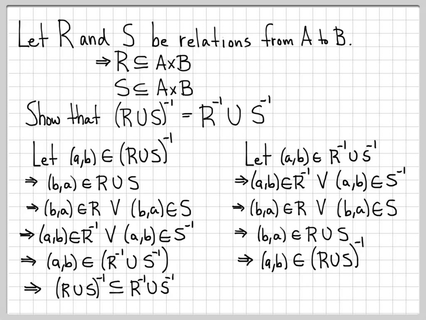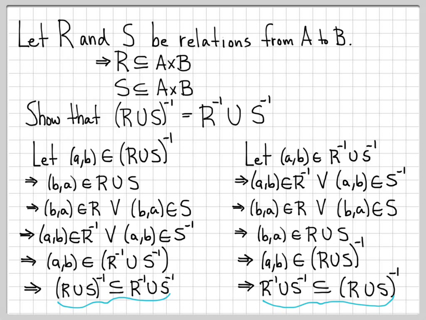So we've started with an arbitrary element in R inverse union S inverse, and we've shown that that element is in the inverse of R union S. So we've shown that this is a subset this way. In part 1, we showed that the left-hand side was a subset of the right-hand side. In part 2, we showed that the right-hand side was a subset of the left-hand side. So this establishes that these two sets are indeed equal to each other.